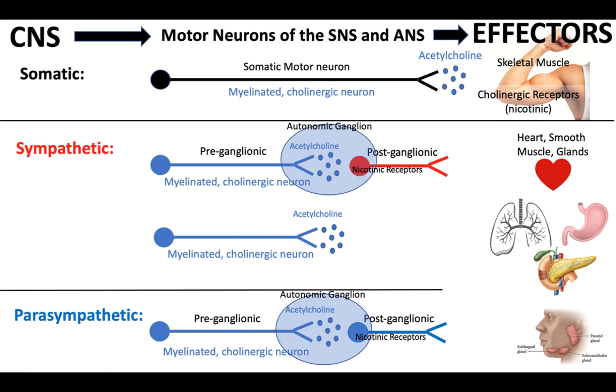Okay? Now what are we going to do? We're going to label the postganglionic neurons as far as whether they're myelinated and then what kind of neurotransmitter they release. So the postganglionic sympathetic neurons are unmyelinated, adrenergic. So they release norepinephrine. So red is representing norepinephrine. All right.